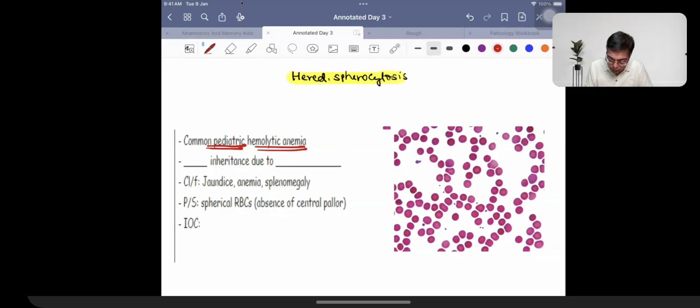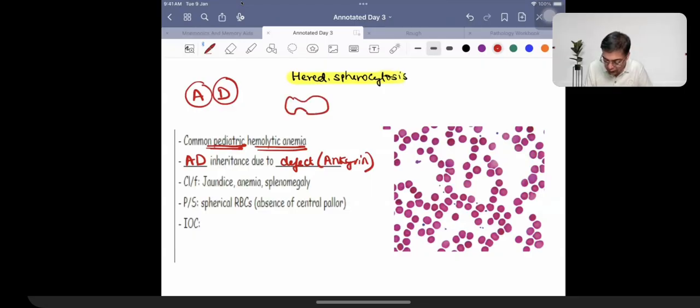This condition is caused because of autosomal dominant mode of inheritance. There is an ankyrin defect in the patients. When there is an ankyrin defect, RBCs are going to become chubby. RBCs are going to become spherical. Now, normal RBCs, as we discussed yesterday also.